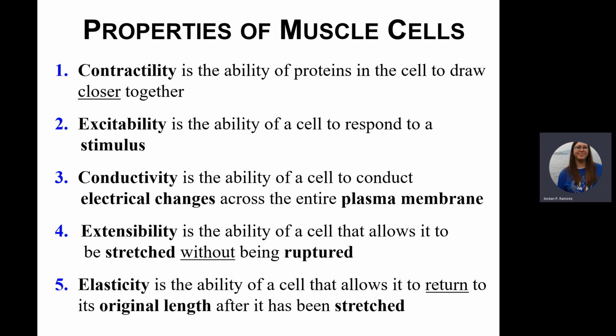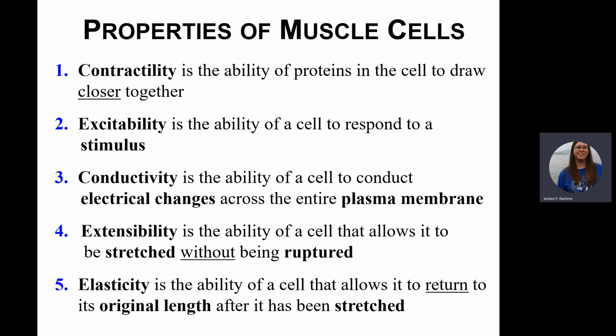All right, so contractility is the ability of proteins in a cell to draw closer together, the ability to contract. That makes sense. That was an easy one. Excitability is the ability of a cell to respond to a stimulus. Okay, makes sense. Conductivity is the ability of a cell to conduct electrical changes across the entire plasma membrane. These last two are the hard ones. Those are the ones that people commonly get messed up, and they're the ones I commonly ask.